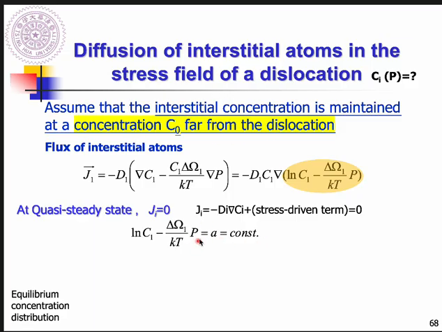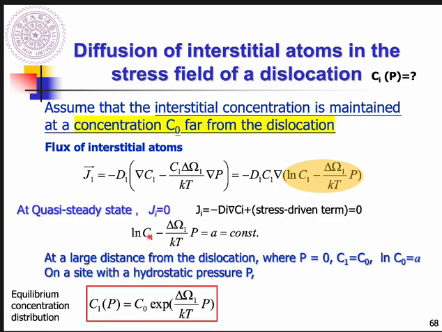dislocation 的时候，stress 是0的时候，A 就等于 log C0。哦，因为这个时候 C1 等于 C0，所以我就把这个带进来之后，那我就会求得 I can get this C1 equals C0 exponential omega divided by kT times P. Okay.